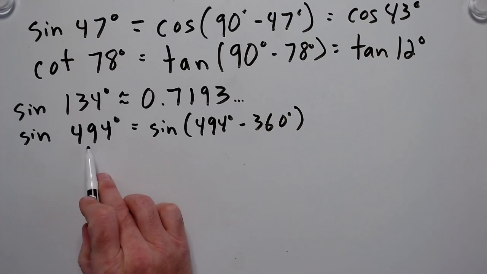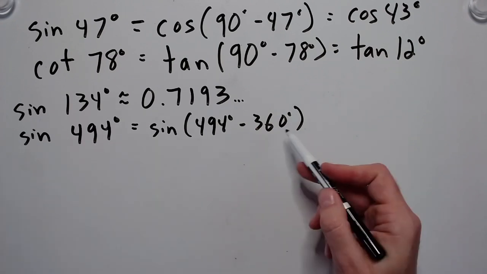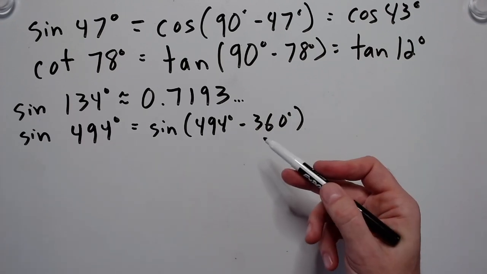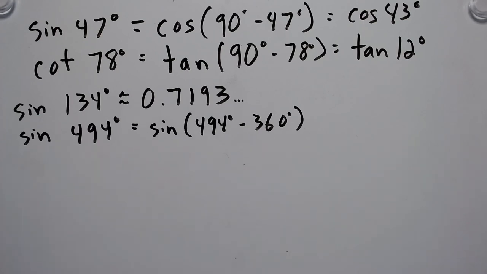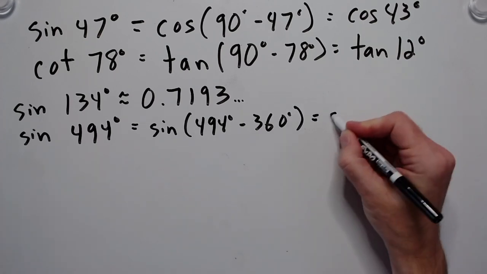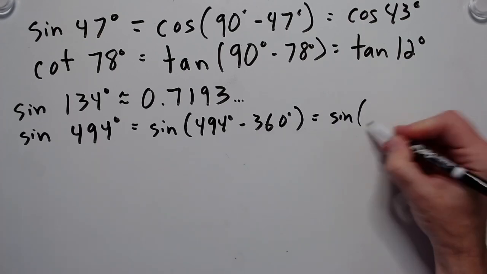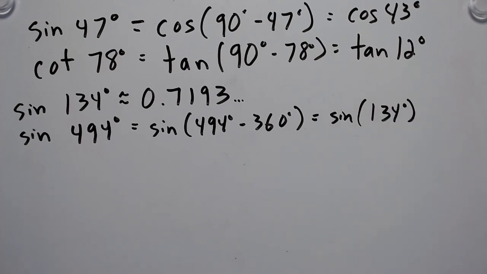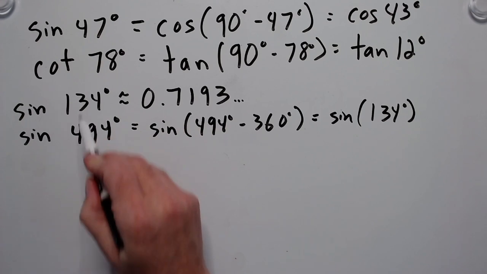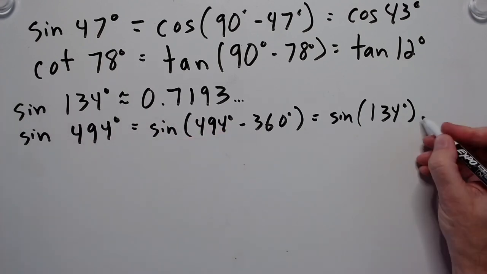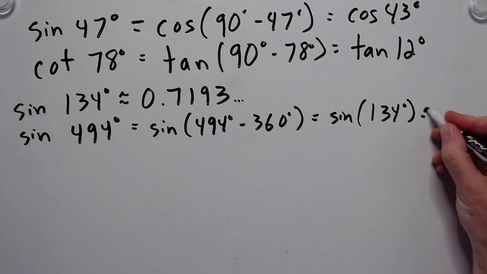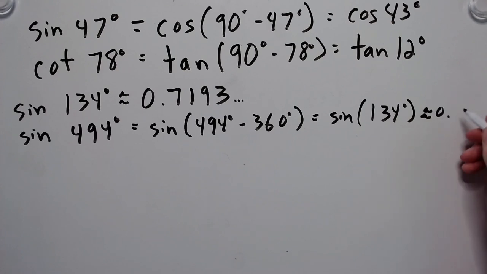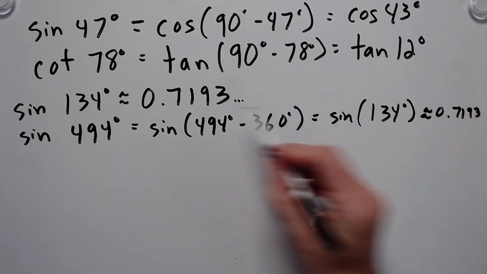And if it was even bigger, say like 800, we could take out 360 and then another 360 until we got to a number that was below 360. So we end up with the sine of, I'll just put in parentheses for fun, 134 degrees. Well, that's where we started. So we just know that these are going to be equal to each other. And I can probably just make a squiggly approximate, 0.7193. It's the same number we started with.